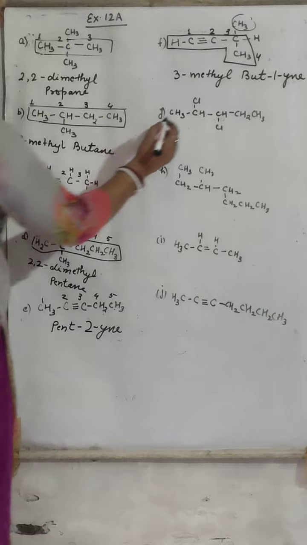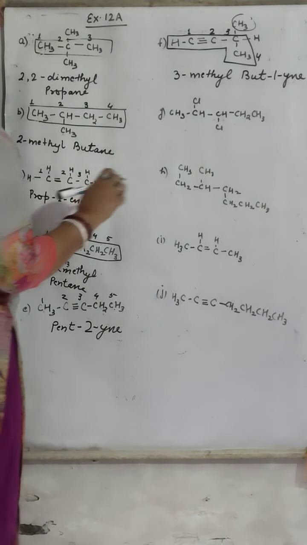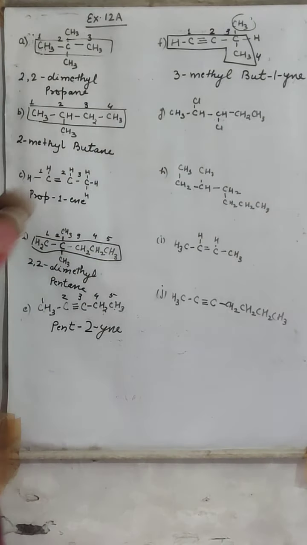Now G. We will select the longest possible chain 1, 2, 3, 4 and 5. Now this is what? Chloro group, that is a halide.